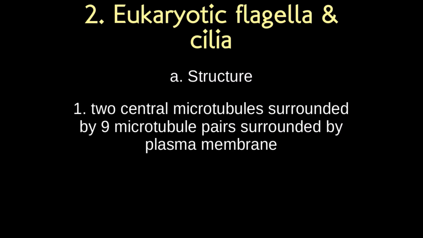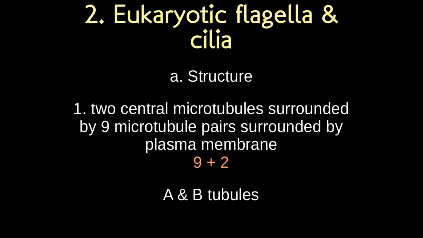In flagella and cilia, we have this common structure where we have two central microtubules that run down the length of the flagella or the cilia. And these will be surrounded by 9 microtubule pairs. These are doublets surrounded by a plasma membrane. So the entire structure then is surrounded by a plasma membrane. So we have a 9 plus 2, the 2 being the 2 central microtubules, the 9 being the 9 doublets that surround the periphery.